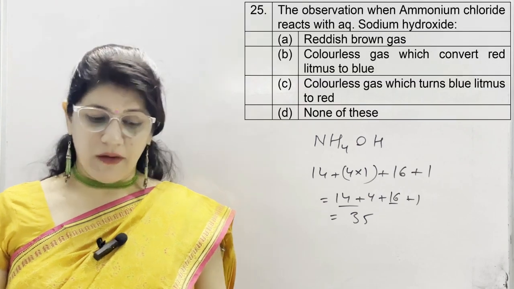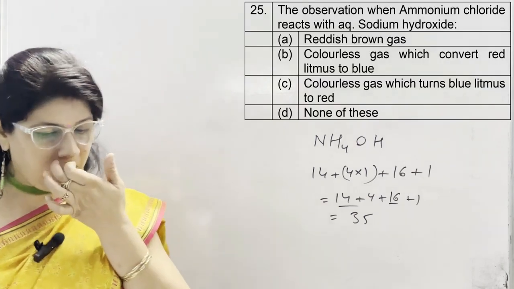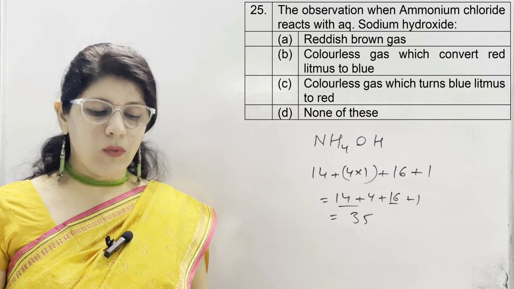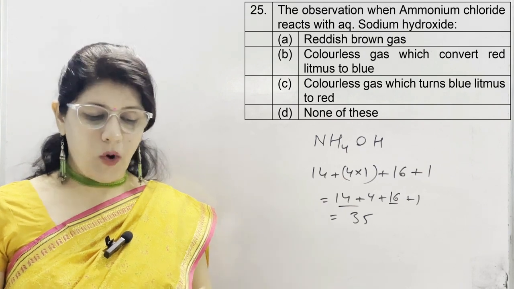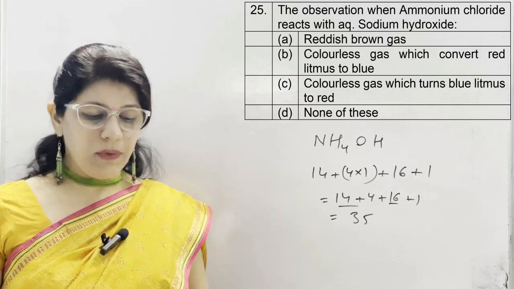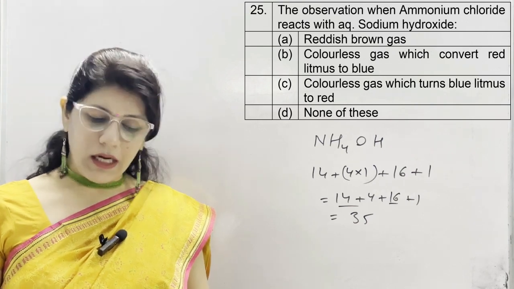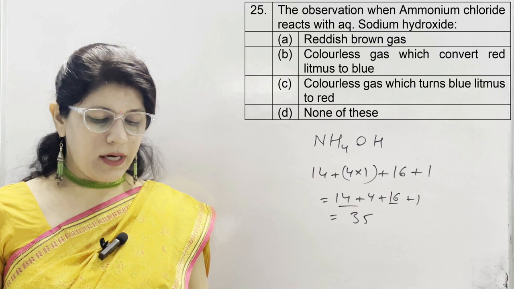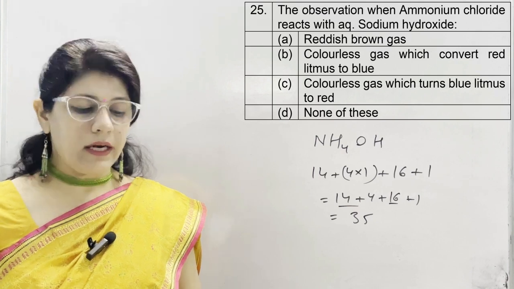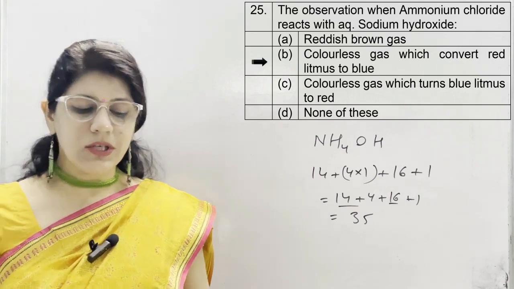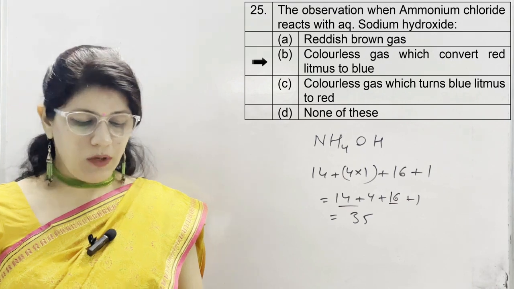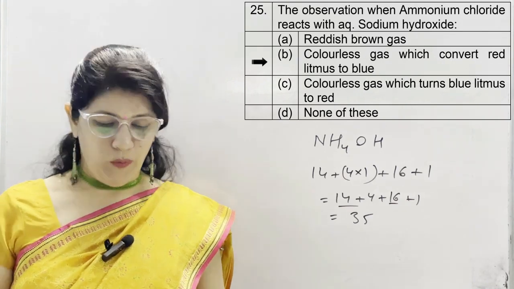Question number 25. The observation when ammonium chloride reacts with aqueous sodium hydroxide. A option, reddish brown gas. B, colorless gas which converts red litmus to blue. C, colorless gas which turns blue litmus to red. And D, none of these. The correct option is B, which is colorless gas which converts red litmus to blue.